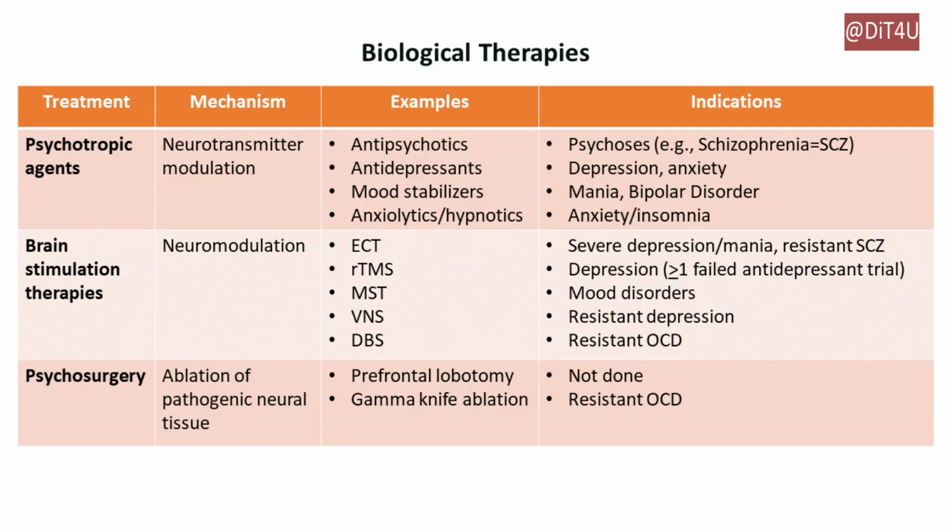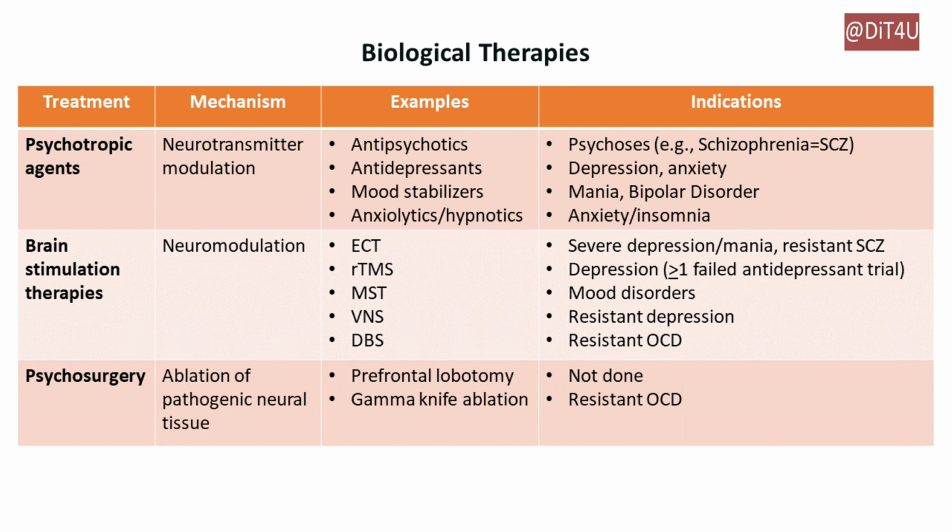So the examples of biological therapies, psychotropic agents, nothing but medications. So what do they do? Neurotransmitter modulation. Examples: antipsychotics, antidepressants, mood stabilizers, anxiolytics and hypnotics. Indications for antipsychotics: psychosis, such as schizophrenia, but also behavioral disorders, including like violent behavior without any underlying mental illness, or dementia-related restlessness and delirium-related violence, agitation. You can still use, but be very careful about using in elderly.